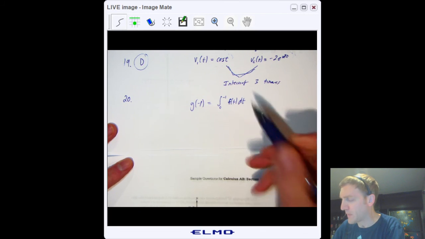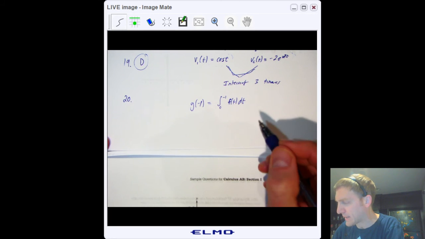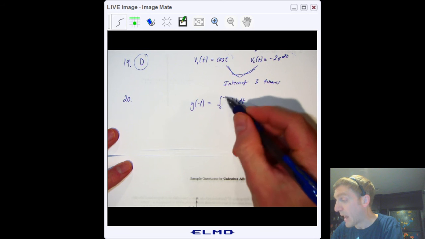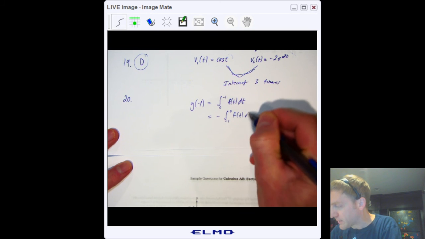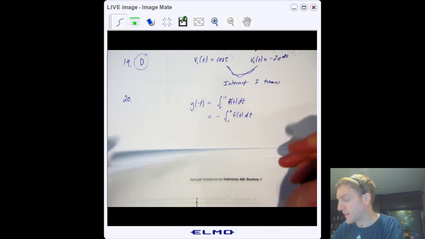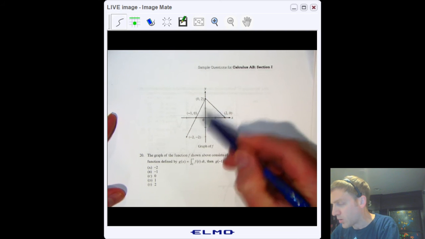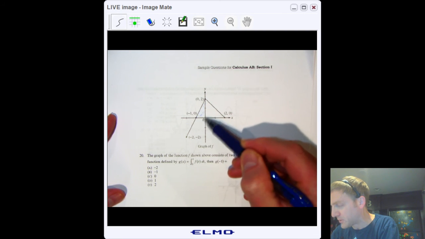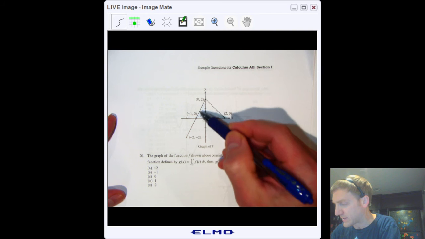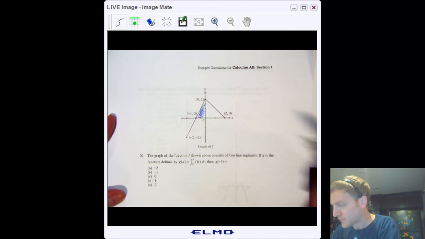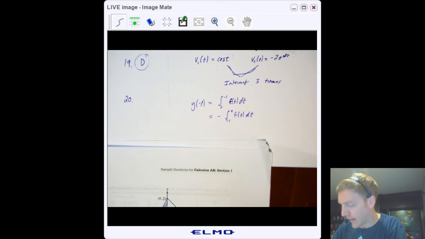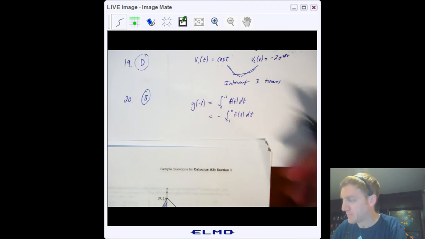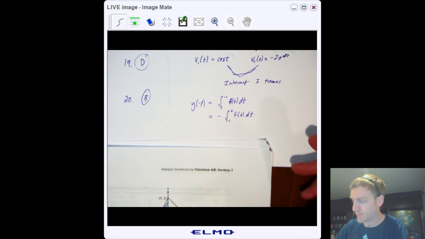So g of negative 1 would be the integral from 0 to negative 1 of f of t dt. Now notice this is written backwards. Usually the integral goes from the small number to the large number. So I want to flip it around and make it negative. It is the opposite of the integral from negative 1 to 0 of f of t dt. And what's the integral from negative 1 to 0? That'd be the area under the curve between negative 1 and 0. So it'd just be the area of this triangle right there, which is 1. But because I flipped the order around and had to make it negative, the answer is B, negative 1.